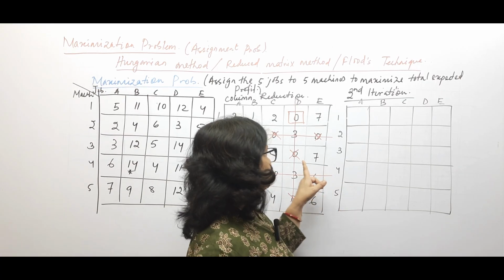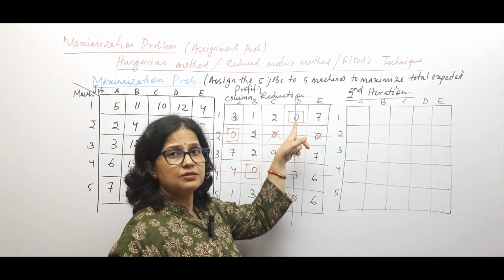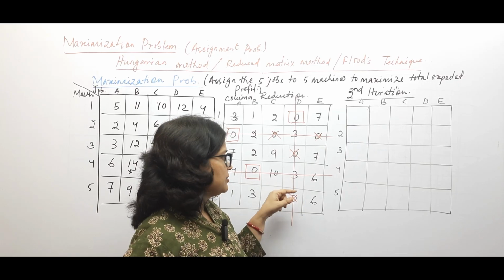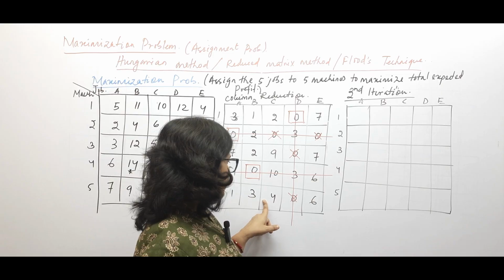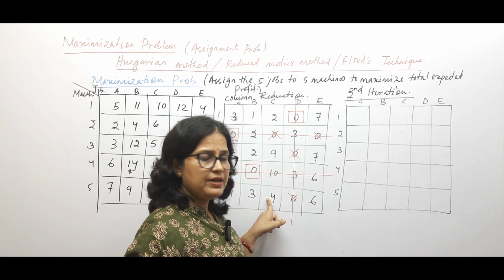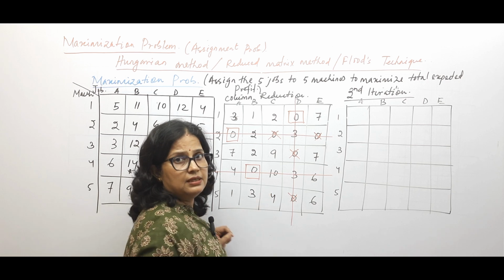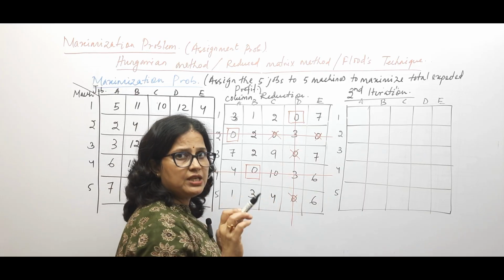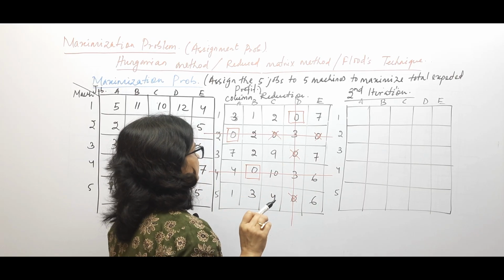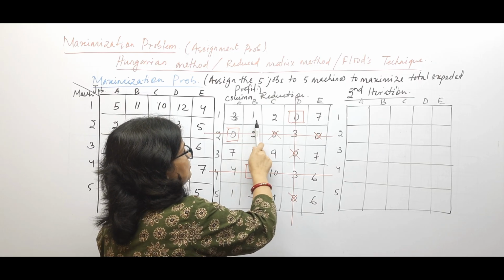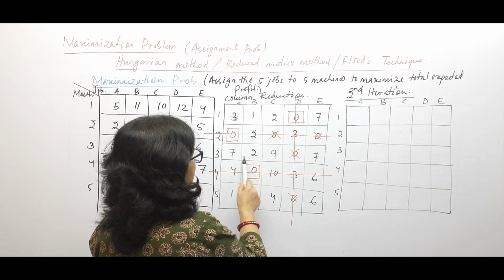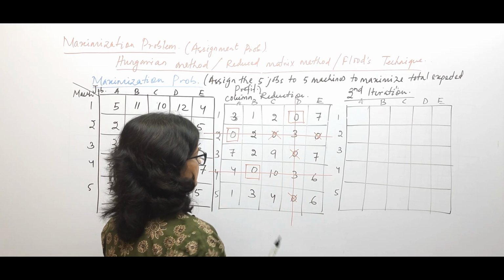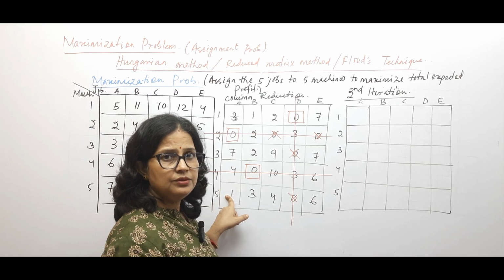So we have got 3 assignments here, and we have drawn the minimum number of lines. The minimum number of lines is also 3. So what is our next step? We have to check the minimum or least value for the uncovered cells, those cells which are not covered by the lines. Here, this is 3, 1, 2, 7, then 7, 2, 9, 7, then 1, 3, 4 and 6. So here the minimum value is 1.